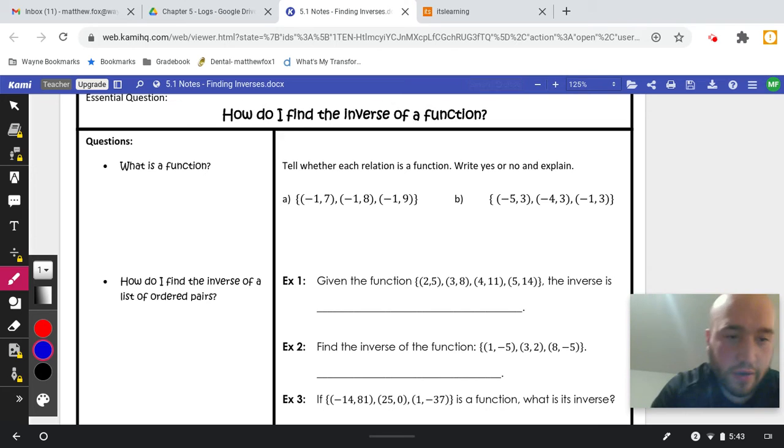All right, pre-calc, and welcome to the start of Chapter 5. Just to let you know, Chapter 5 is a pretty lengthy chapter. It's going to take us all the way into December.